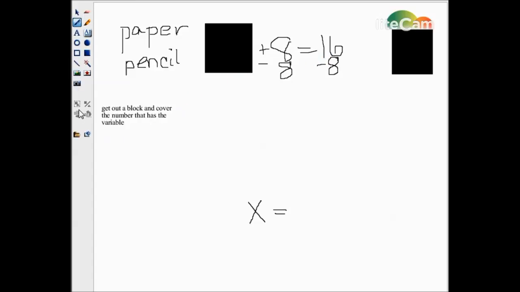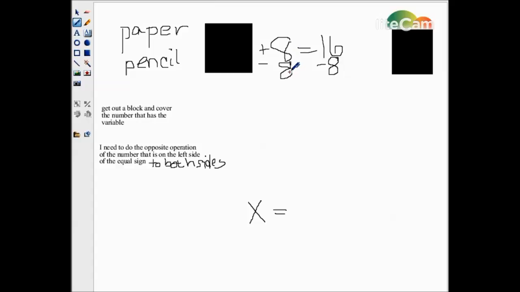Stop. After you see my notes, pause the video and write down what I just showed you right here. I need to do the opposite operation of the number that is on the left side of the equal sign. If it's a plus 8, you do minus 8 to both sides. I'm going to add this, to both sides. I should have put that in there before. Pause the video, copy these notes, and then resume the video.